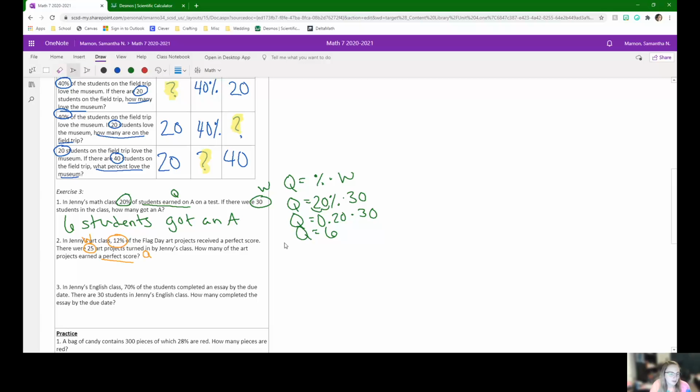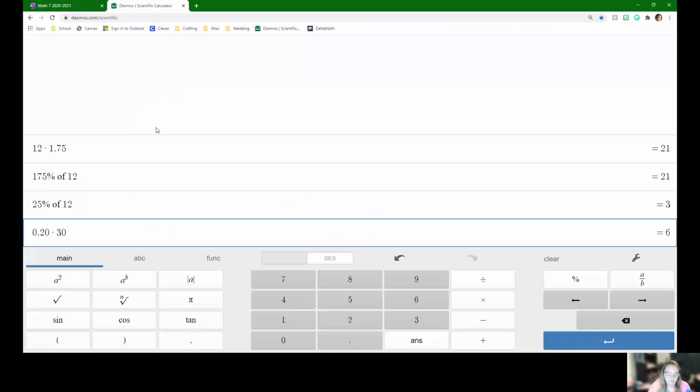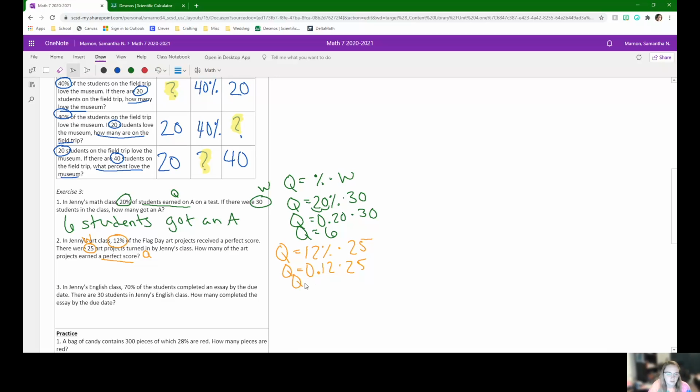Okay, so this is going to be quantity equals percent times whole. Our quantity is what we don't know. We do know we have 12% times the 25 students who turned in their art projects. So we need to change this percent to a decimal if we're not using a TI-34. So this would be 0.12 times 25. Let's type it on our calculator. 0.12 times 25. I got 3. So that is 3 art projects earned a perfect score.